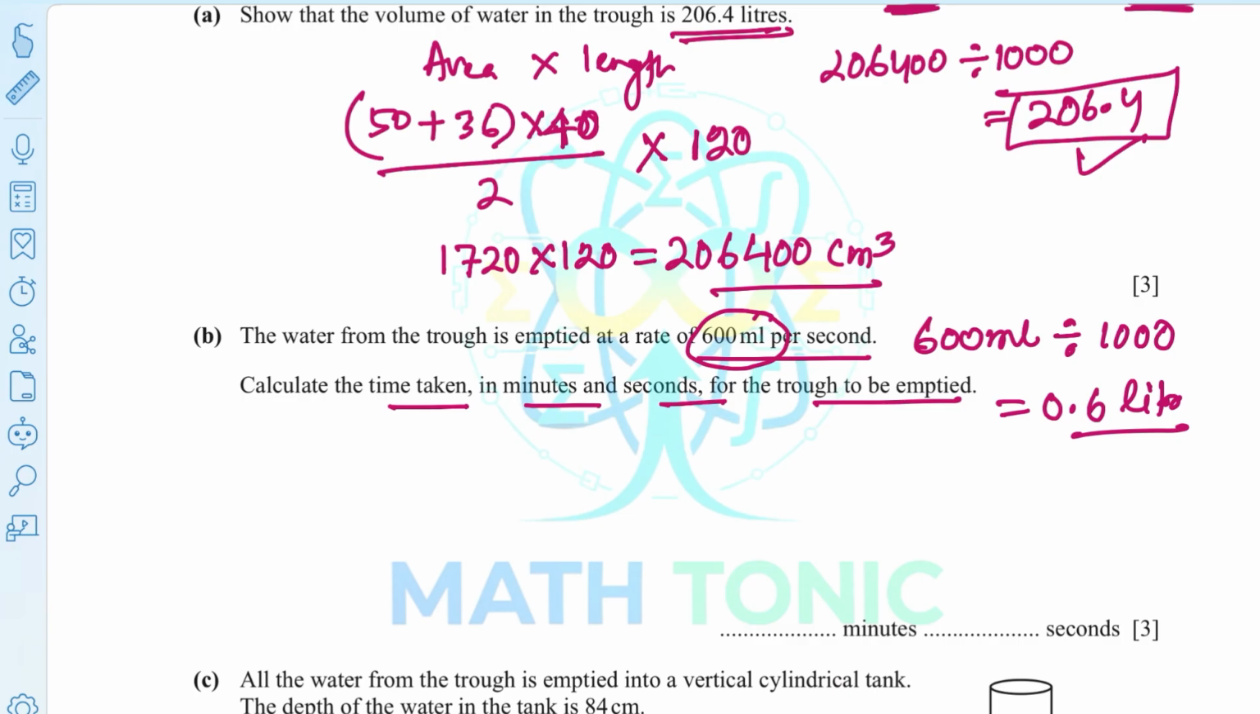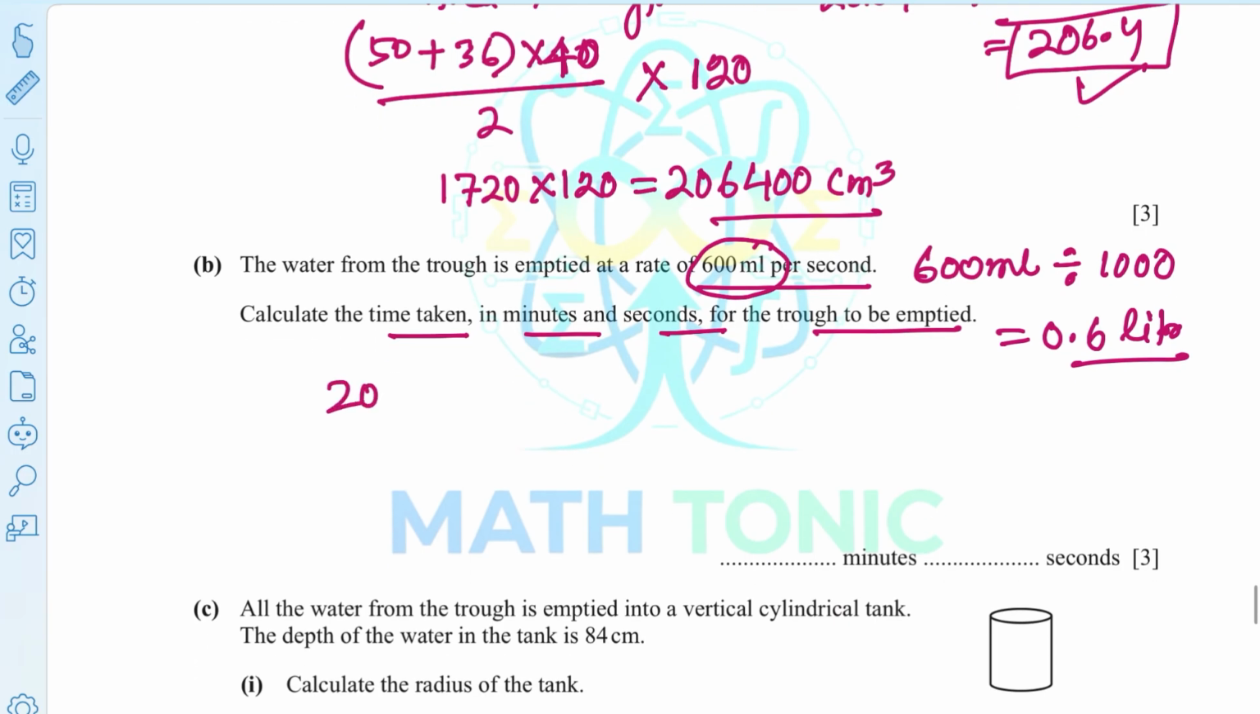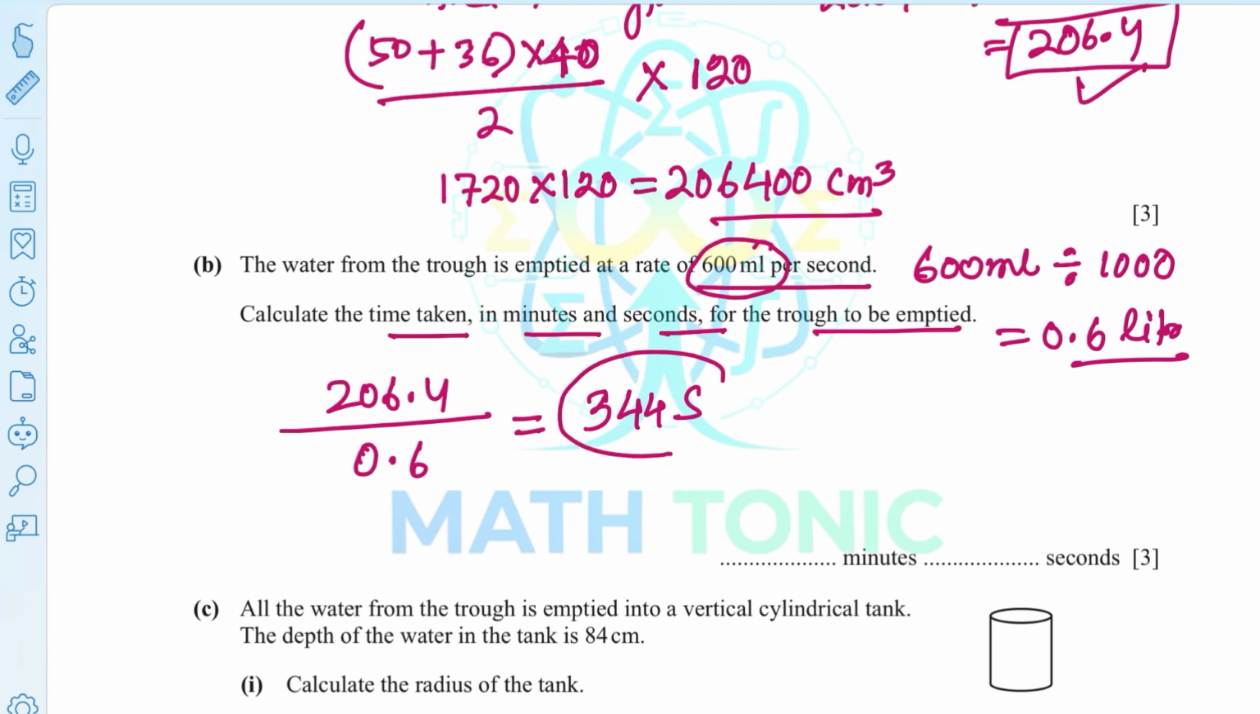Is it okay? So total volume of water we had 206.4, and it is pumping out 0.6 liter per second. When you divide by 0.6, that means it will take a total of 344 seconds. Be careful, right? The question is given that right now answer in minutes and seconds. So easy. So when you divide this 344 by 60, because 1 minute is 60 seconds, right, you will get 5 point something. Clear?